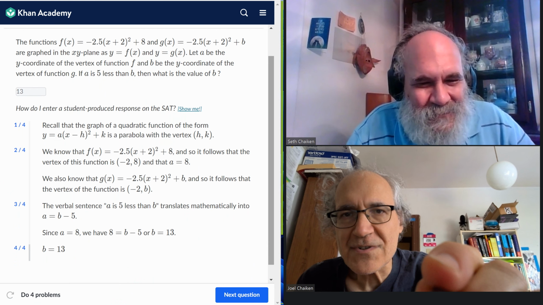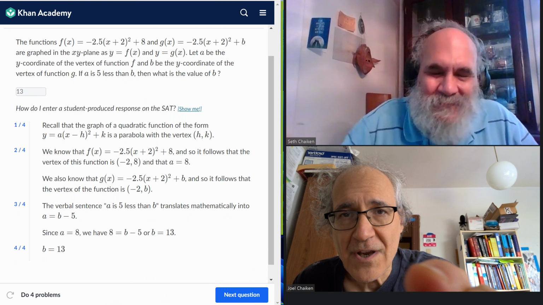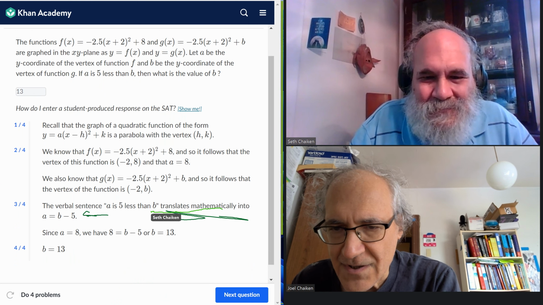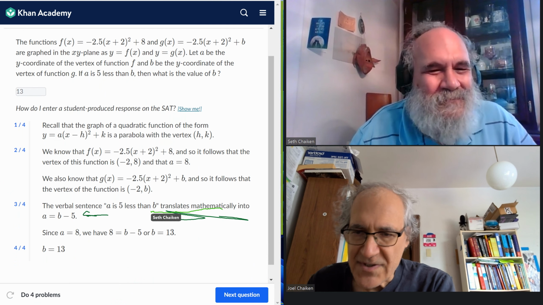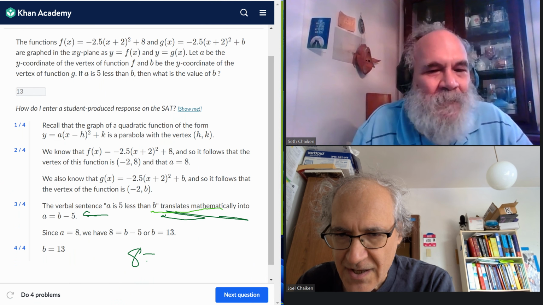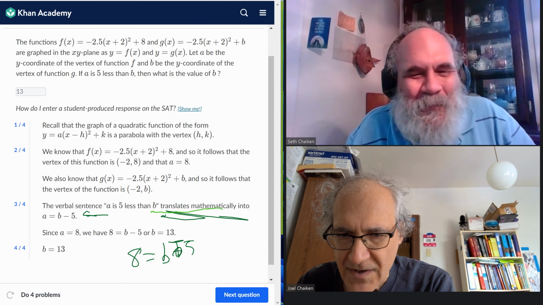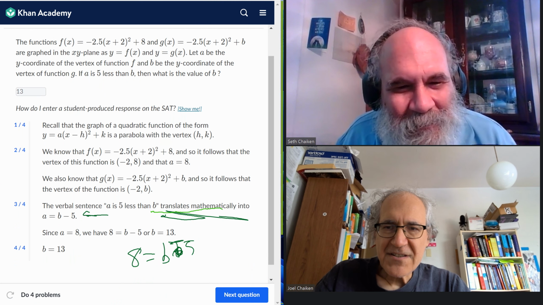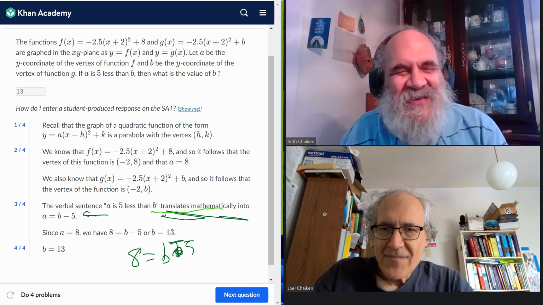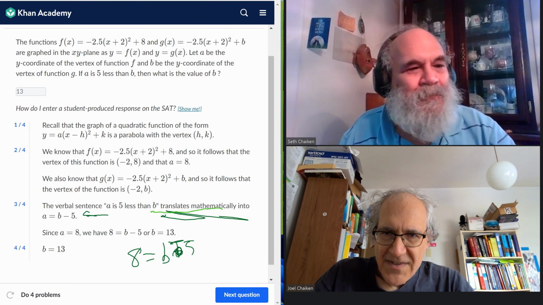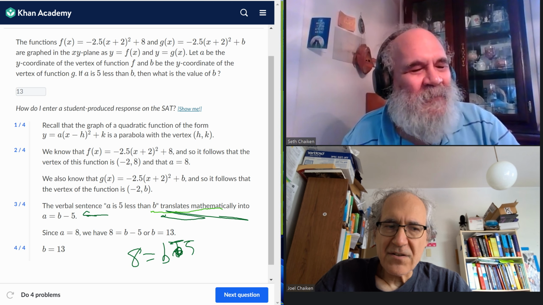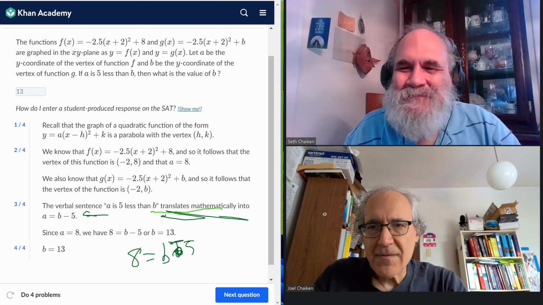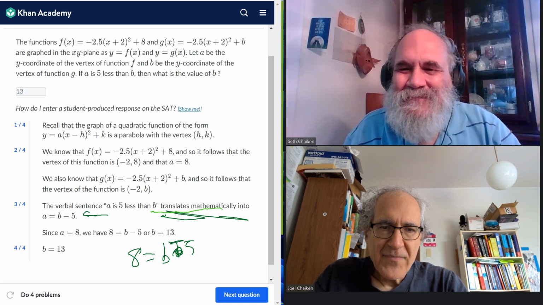The verbal part, A is 5 less than B, translates, remember we used the word translate from 6th and 7th grade, translating English into math. Then you substitute, another pillar of algebra. A is B minus 5, and then you add 5 to both sides, and you get the answer. Not much to say, but because this is on the SAT, they're basically telling you that you've got to know the vertex form of a parabola.